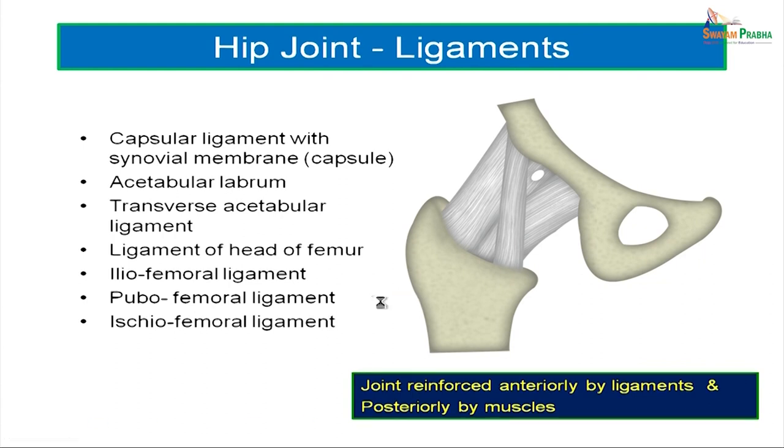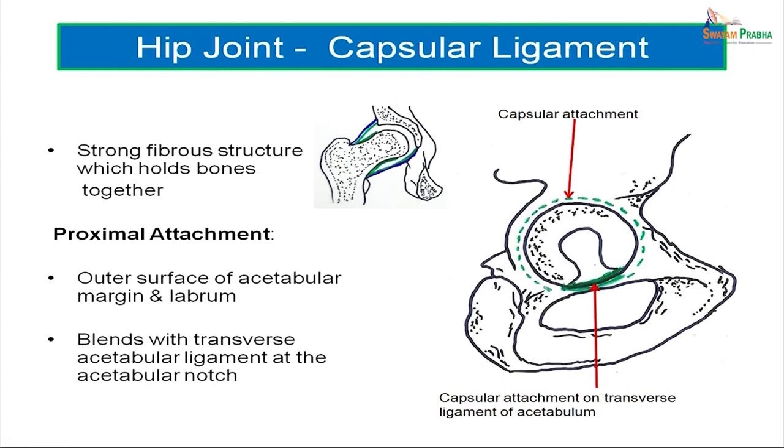So let us now start with the capsule of the hip joint. The capsule is a strong fibrous structure which holds both the bones together. If you see this particular picture, this is the capsule extending from the acetabular rim to the neck of the femur. The proximal attachment is to the outer surface of the acetabular margin and the acetabular labrum, and blends with the transverse acetabular ligament at the acetabular notch. This is the upper attachment of the capsule, which is attached all along the acetabular margin, and lower down it extends onto the transverse acetabular ligament.